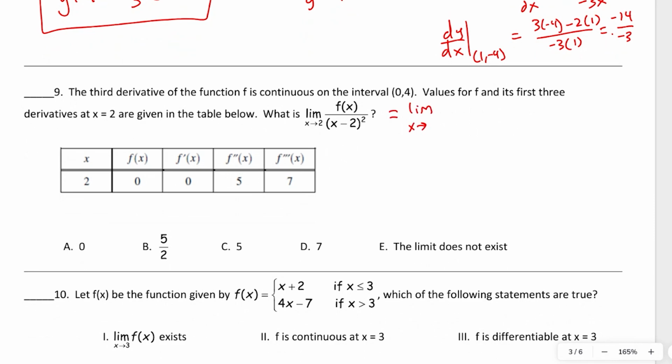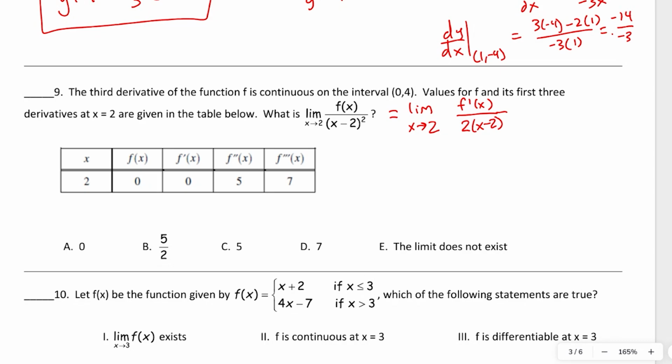So this is going to equal the limit as x approaches 2 of the derivative of f over, using the chain rule here, 2 times (x minus 2) times the derivative of x minus 2, which is just 1, so I really don't have to worry about it too much. Now I'm going to try to plug in 2 and see if it works, although I'm guessing that we're going to have to use it again. Otherwise, why would they give us the third derivative? So plugging in 2, I'm going to get 0 over 0 again.